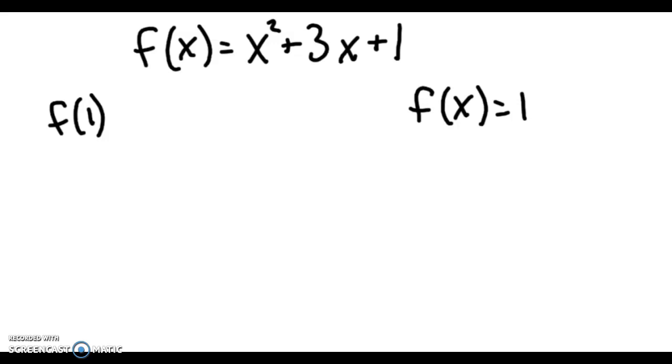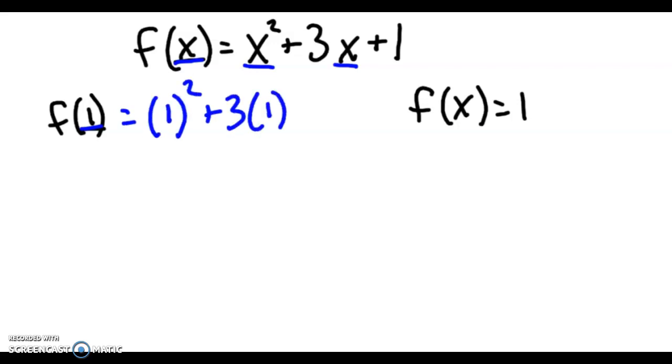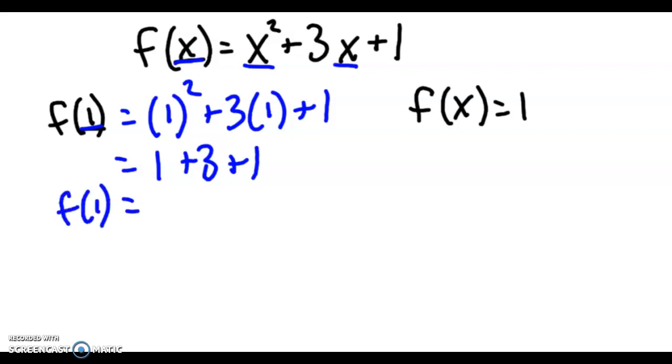In this first one, f of 1, we've substituted 1 in for x. So wherever we see an x in our equation, we're going to put a 1 there instead. And then from here, you are just simplifying using your order of operations. And we get that f of 1 is equal to 5.